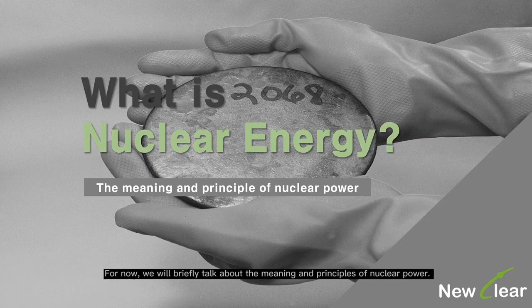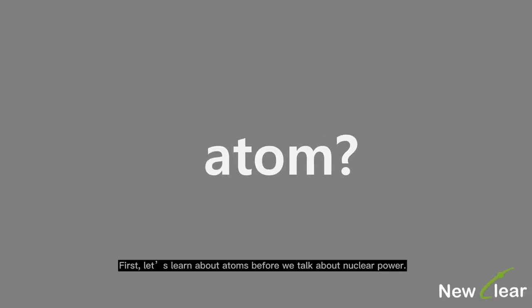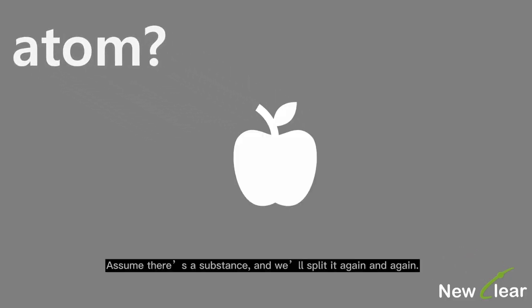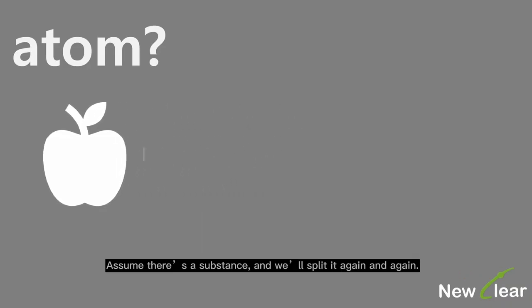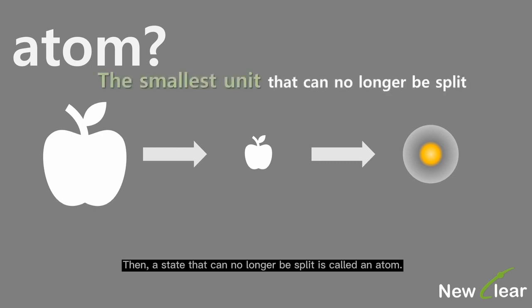For now, we will briefly talk about the meaning and principles of nuclear power. First, let's learn about atoms before we talk about nuclear power. Assume there's a substance and we'll split it again and again. Then, a state that can no longer be split is called an atom.